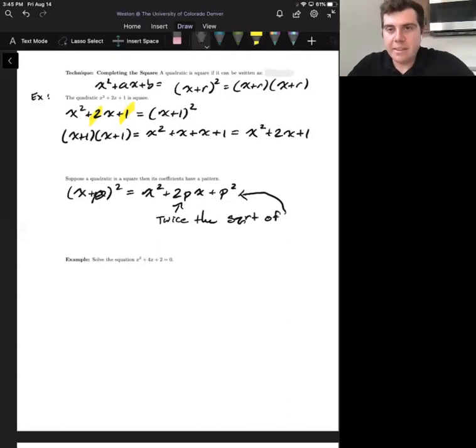Now we can use this method called completing the square to solve different quadratic equations. And what we're going to do is essentially just take our quadratic and force it into being a square. And so I'll show you guys what I mean in this example. So if we want to solve this equation, x squared plus 4x plus 2 equals 0, we'll start with x squared plus 4x and actually subtract the 2 to the other side.